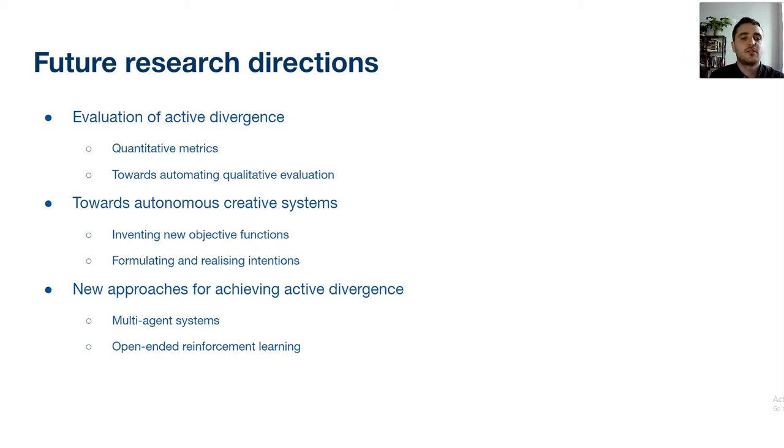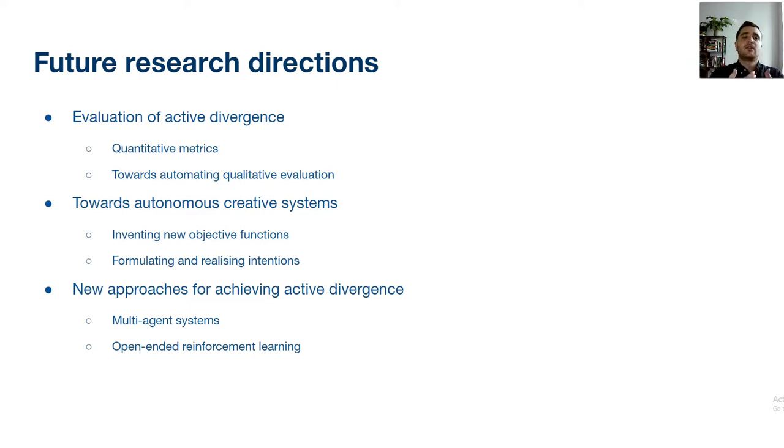Looking forward, we can see these being used in autonomous creative systems. Some of the key things that would need to be present for that to be the case is being able to formulate and realize intentions with these models. And if a model was able to invent its own objective function and train a model from scratch, then that would be another key way where we could define these as being autonomous.